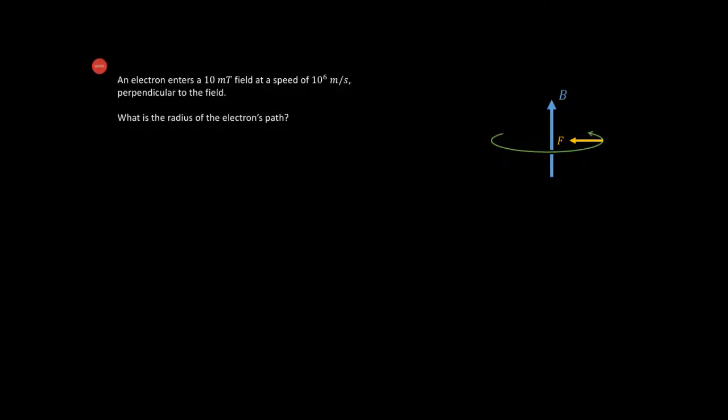All right, so let's look at this one. We're going to look at an electron going at a very fast speed, perpendicular to this path, at 1 million meters per second. And it's going to be in this field, which is 10 millitesla. It's a 10 millitesla field.